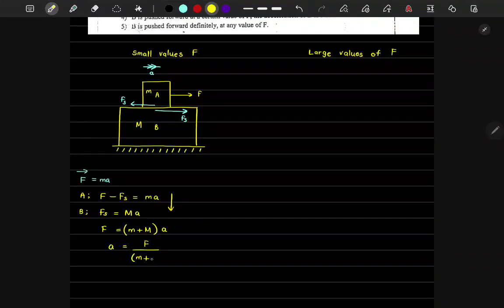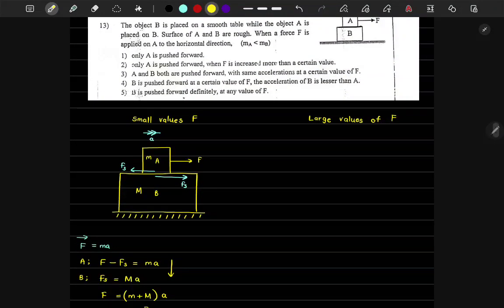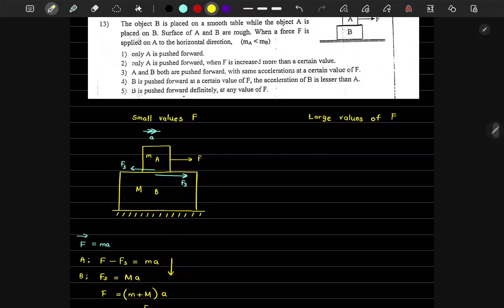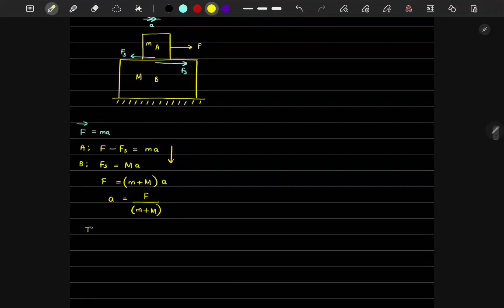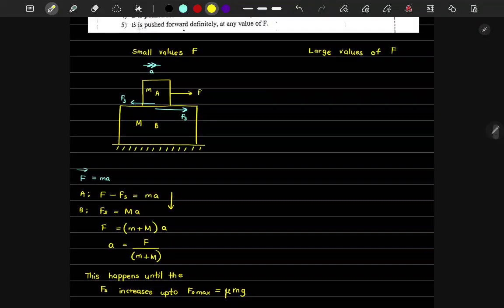This would be the acceleration of the system. The two blocks will be moving together. One would not slip over the other. This would happen until the friction Fs increases up to Fs max, which is the maximum friction or the limiting friction. This would happen until this point.